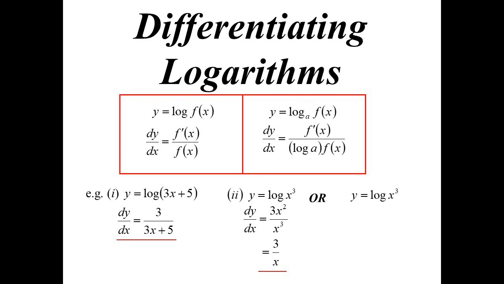And our log laws say 3 could go to the front, so we now have 3 log x. Differentiate log x, derivative over the function. It'll be 1 over x, but times 3. Once again, you get 3 over x. So the interesting thing with logs is there often is different ways of getting the same answer.